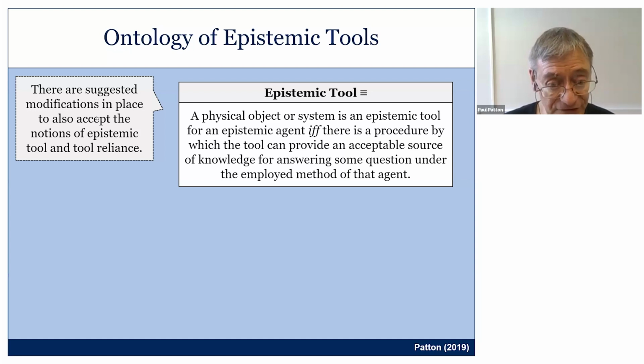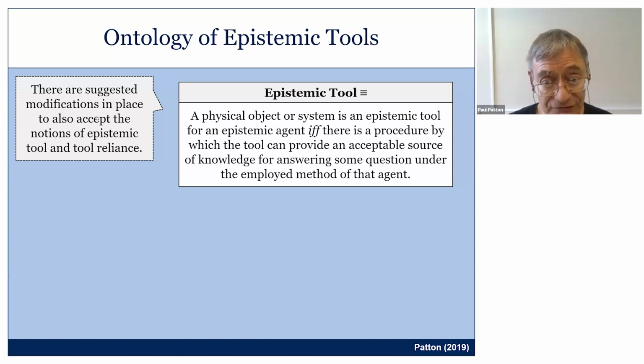Well, the suggested way of fitting them in has to do with the role that epistemic tools might play in the method of an agent. So we define an epistemic tool as a physical object or system as an epistemic tool for an epistemic agent if and only if there's a procedure by which the tool can provide an acceptable source of knowledge for answering some question under the employed method of that agent.